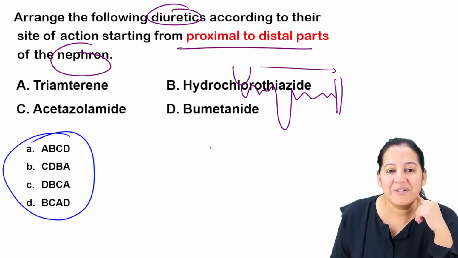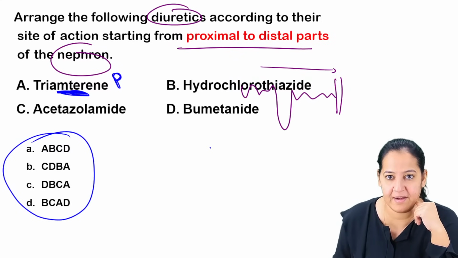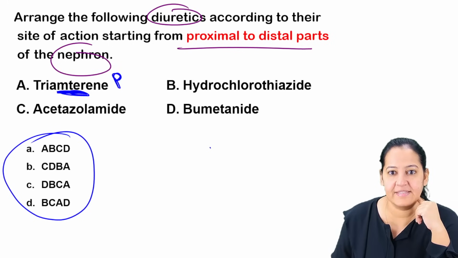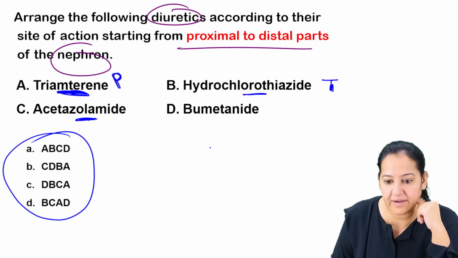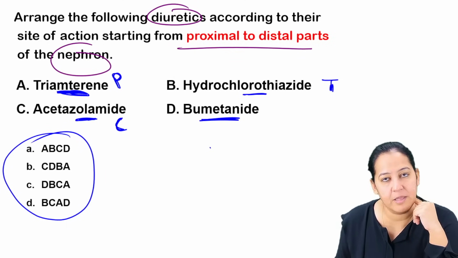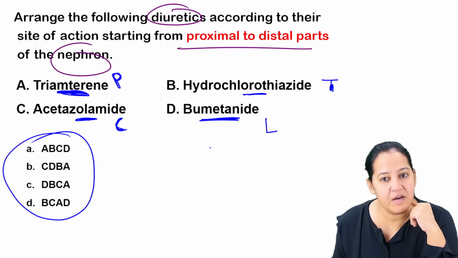Okay, chalo. So triamterene is a potassium sparing diuretic. So I will say P. Hydrochlorothiazide is a thiazide. So I will say T. Acetazolamide is a carbonic anhydrase inhibitor. I will call it C. And bumetanide is a loop diuretic, the big brother of furosemide. So I will call it L.